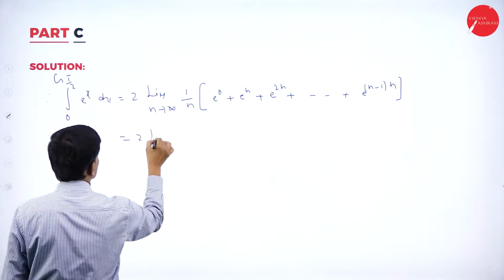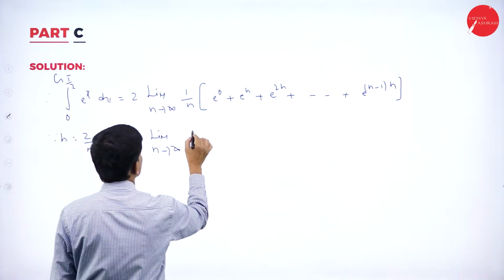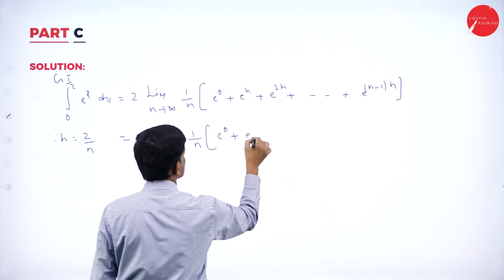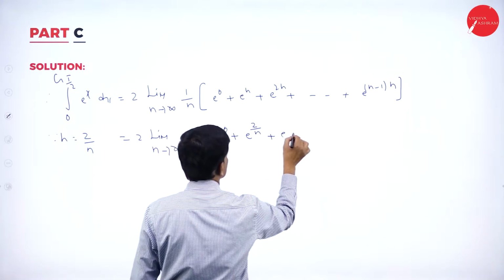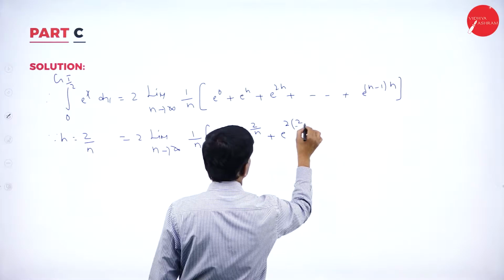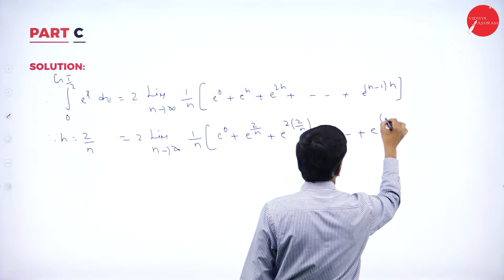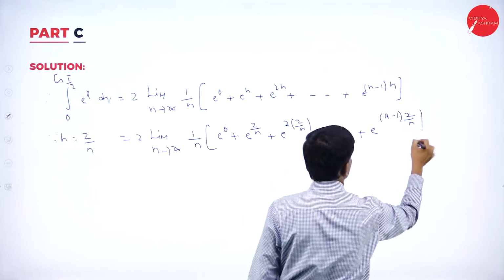So this becomes 2 times limit n tends to infinity of 1 over n into e power 0 plus e to the power of h, which is nothing but 2 divided by n, plus e to the power of 2 into 2 by n, plus etc., plus e to the power of n minus 1 into h, which is nothing but 2 by n.